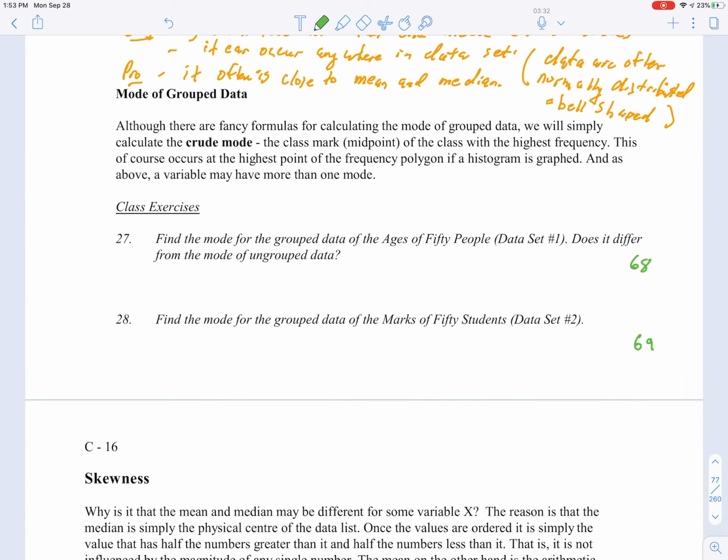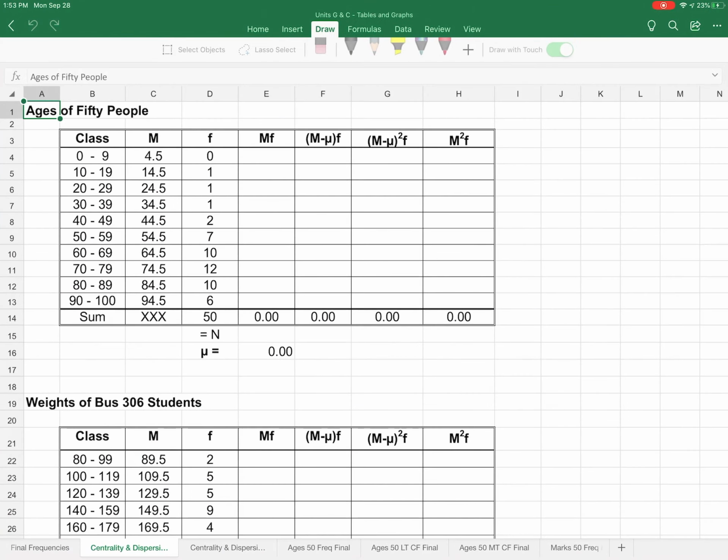Now, I'm going to actually take a look here then at some Excel tables. So let me just go over here then. And we're going to take a look then at the ages of the 50 people. And what you'll see here then is that the class with the highest frequency is this guy right here. 70 to 79 has a class frequency of 12. And so the midpoint or class mark of that is 74.5. So that then is what we would call the mode, the grouped mode.